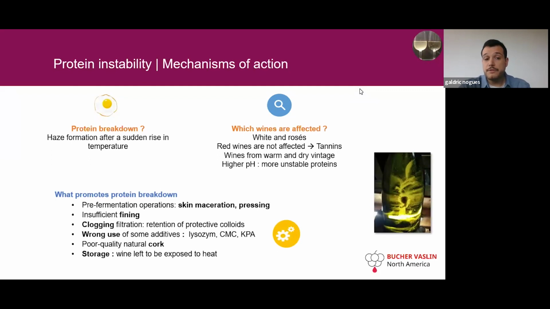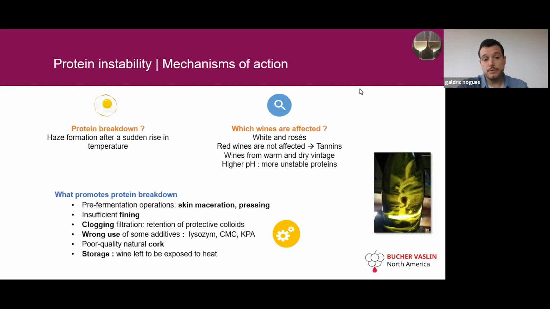But there are also other factors that promote the protein breakdown. First, it can be, for example, the pre-fermentation operation. If you do skin maceration, pressing, etc., and you go a bit too far into the extraction process, then you will extract unstable protein from your grapes as well. So basically, you increase the content of unstable proteins and you increase the risk of having a protein breakdown.